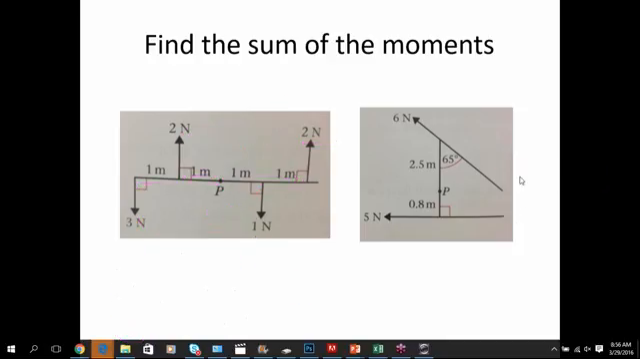All right. So let's have a look at the first force. We've got 5 newtons, and that's going to cause a clockwise or anti-clockwise moment? Clockwise, good. And its distance away is 0.8. So it's 5 times 0.8, and that gives us 4 newton meters, yeah?